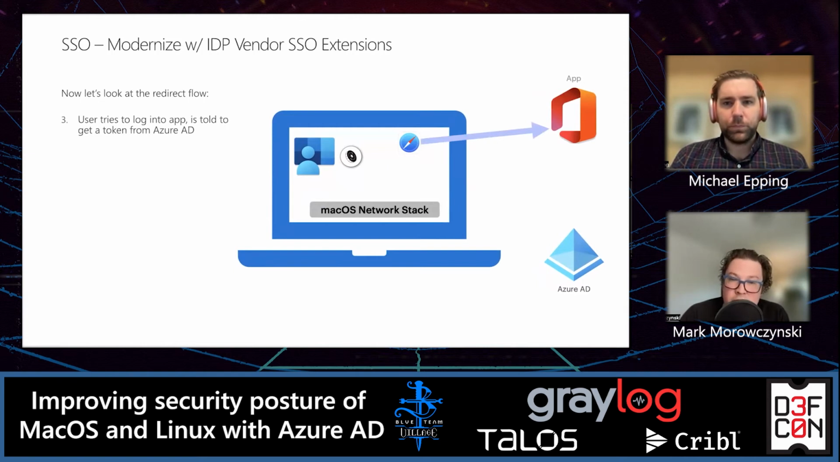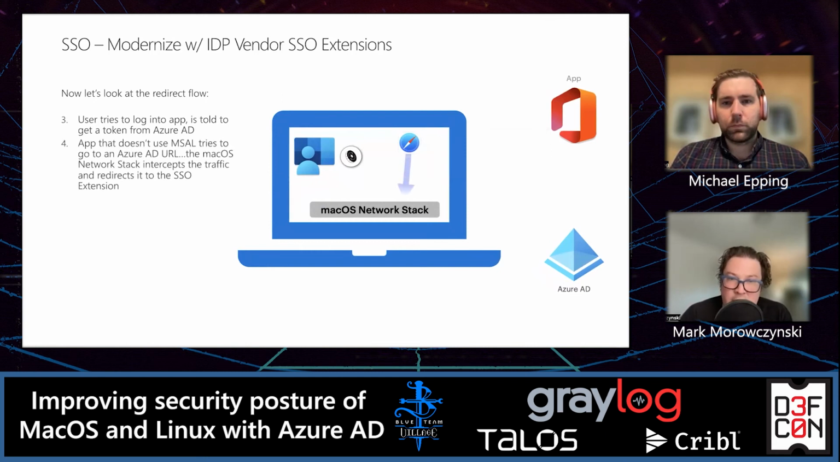So the user is going to maybe use Safari. They're going to go to OWA in this case, so they access that. And that's going to say, hey, you need to get an access token from Azure AD. It's going to tell you, go back to Azure AD, get me that access token. So we're going to redirect over to that. And at this part here, the macOS network stack is going to intercept that request and redirect it to the SSO extension. So this is built into the OS. This is part of that platform that they made.